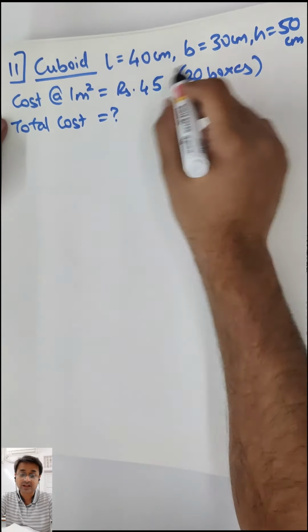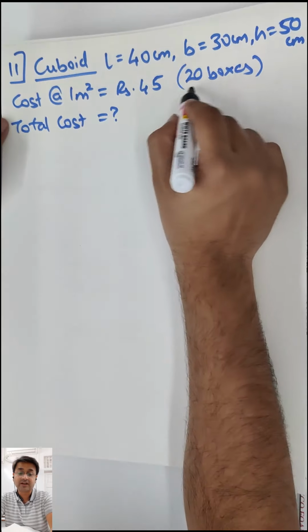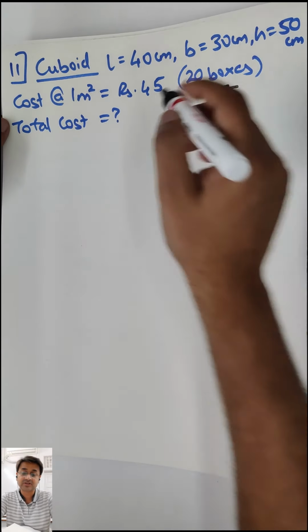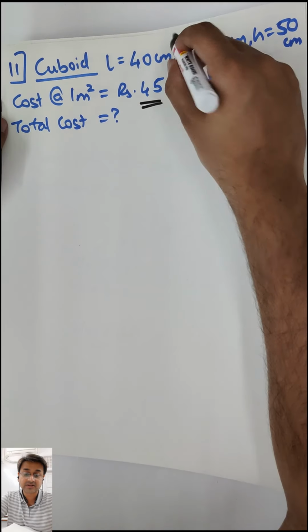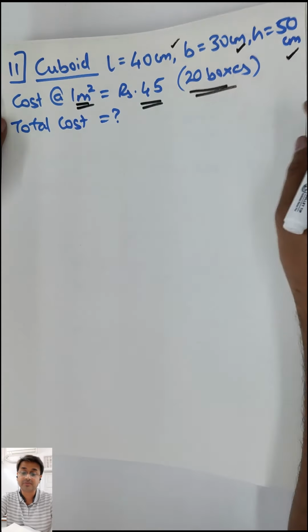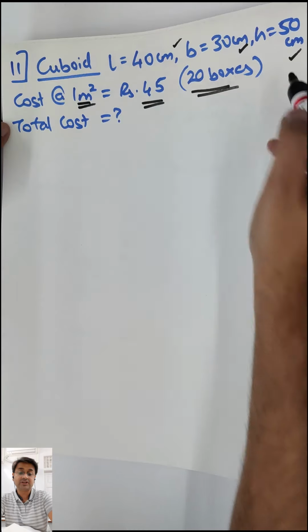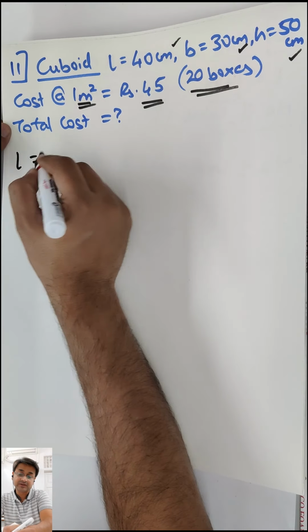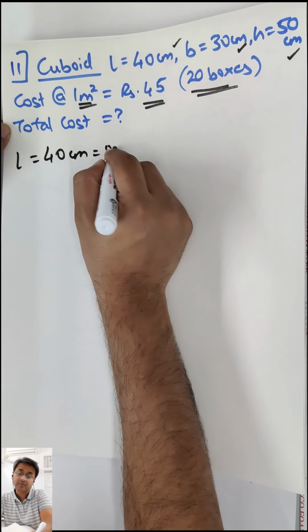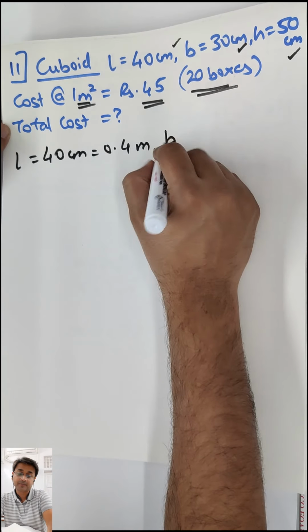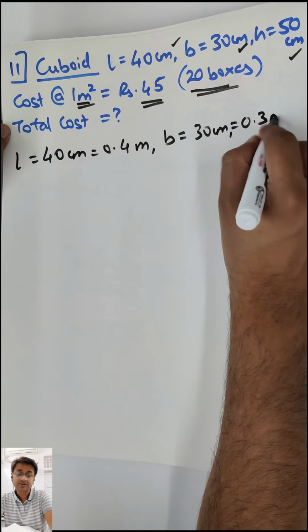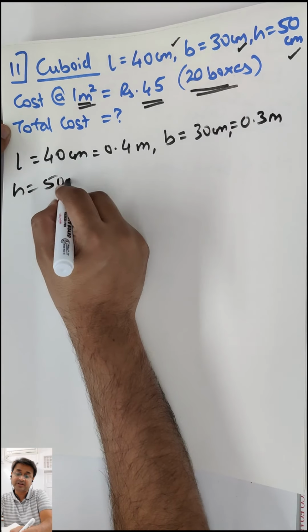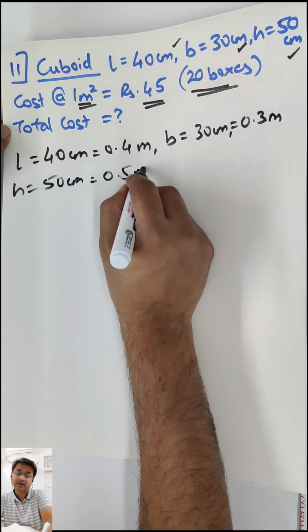A cuboid is given with length, breadth, height. You need to find that if you're going to make 20 such boxes, what will be the total cost? Just look at this: centimeter, centimeter, centimeter, but the cost is in meters. So first convert everything into meters so our life becomes easy. So 40 centimeter will become 0.4 meter. Likewise 30 centimeters will become 0.3 meters and height 50 centimeters will become 0.5 meters.